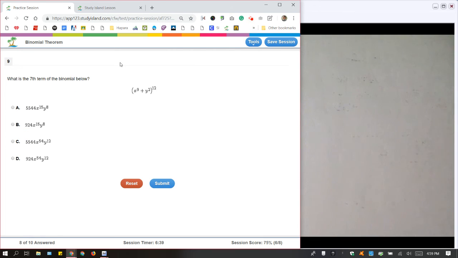Okay, so I finally found a problem that you might run into that I want to show you how to do. So here we go. What is the 7th term of that binomial? That binomial is x to the 9th plus y squared, all raised to the 12th power. And I don't need the whole expanded thing or anything like that. I just want to know the 7th term.